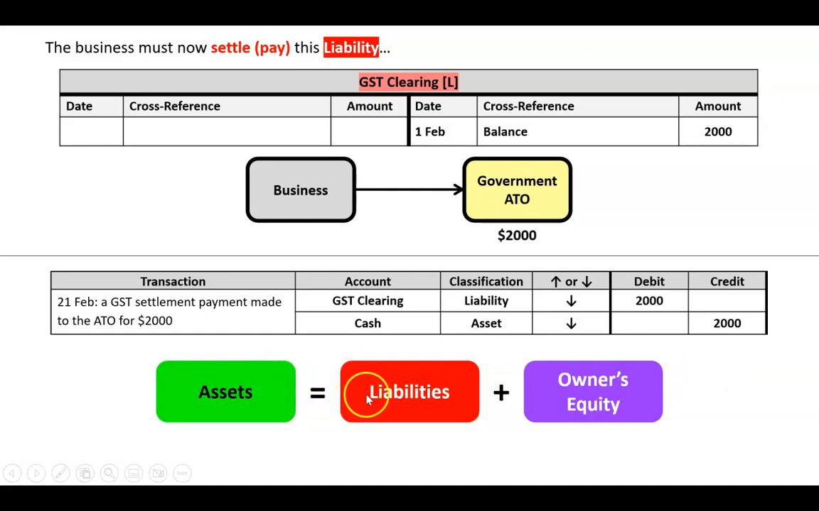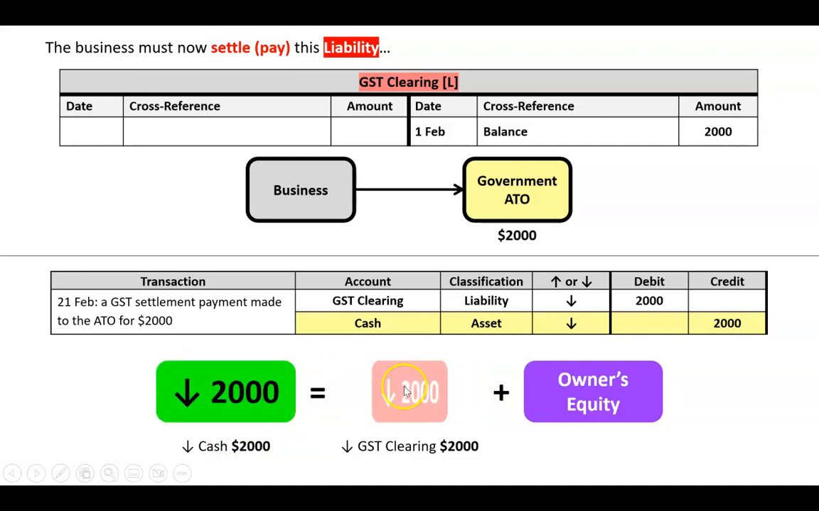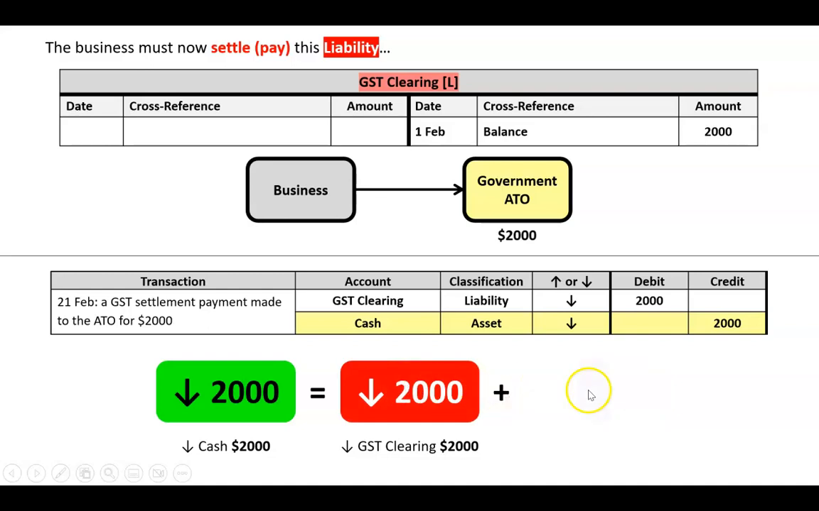So we've got assets equals liabilities plus owner's equity. Let's take this first one. We've got a liability going down called GST clearing, 2,000 there. And here we've got an asset called cash going down 2,000 there. So if we balance all this out, assets went down 2,000. That should equal liabilities, which went down 2,000, plus owner's equity, when nothing happened. So that's zero. So our accounting equation balances.